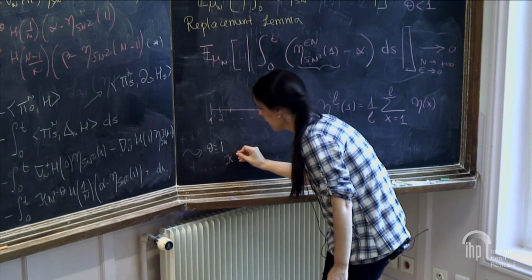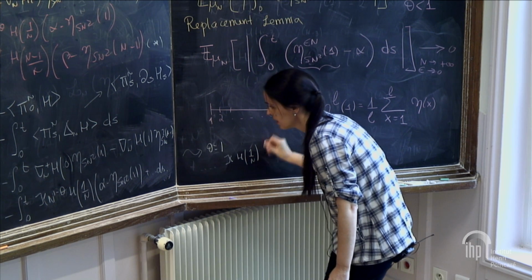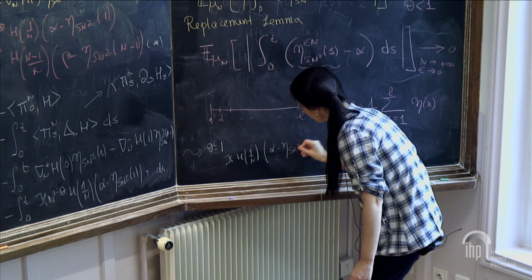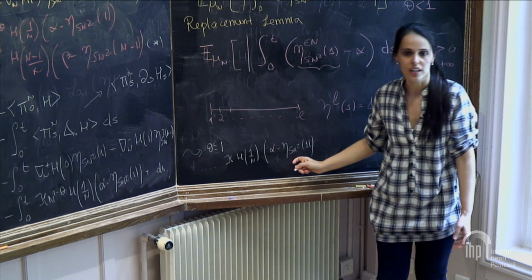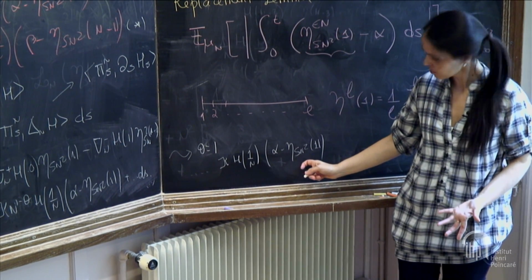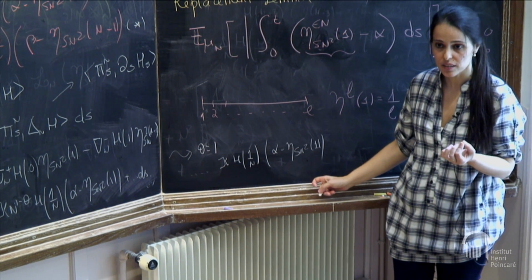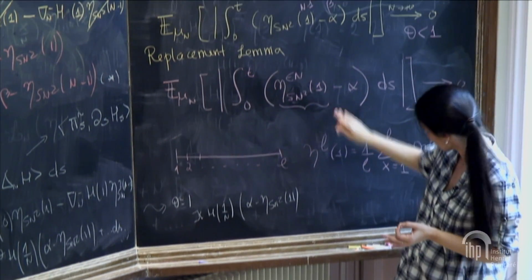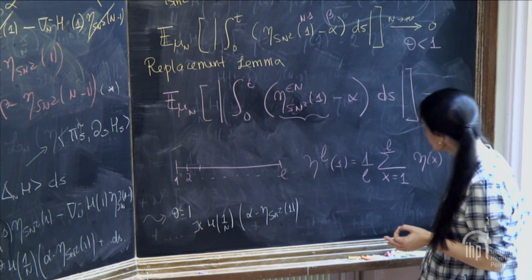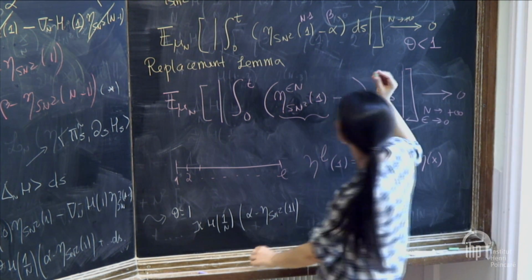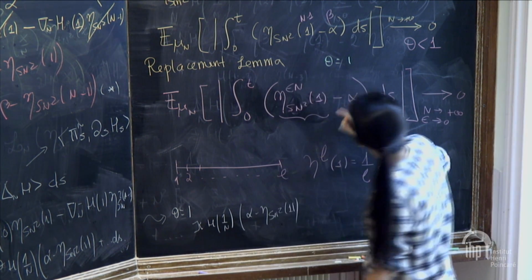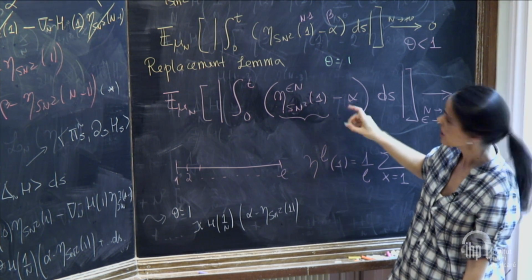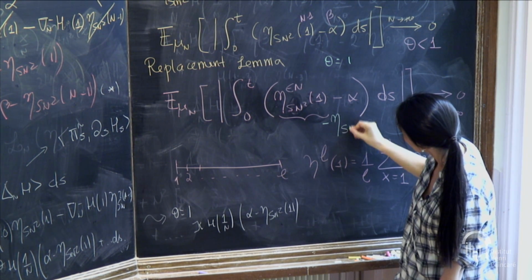So this term for theta equal to 1 will be kappa H1 over n, alpha minus eta S1, this guy. So I need a replacement lemma which allows me to replace the value at a point, the eta at 1, by the average in a box. In fact, it is not this replacement lemma, but in green, for theta equal to 1, I need to replace this guy not by alpha, but by this.